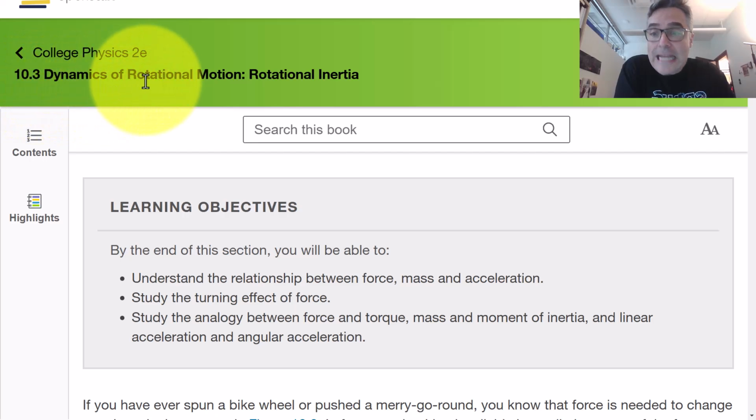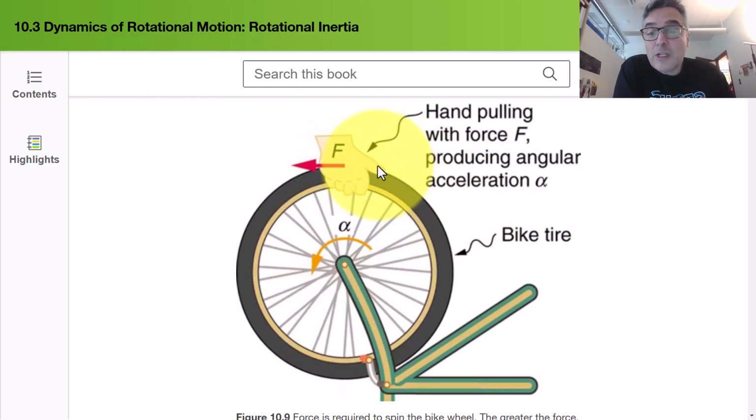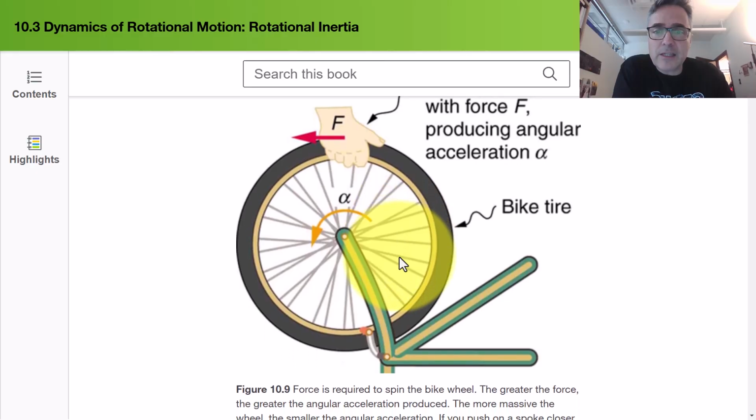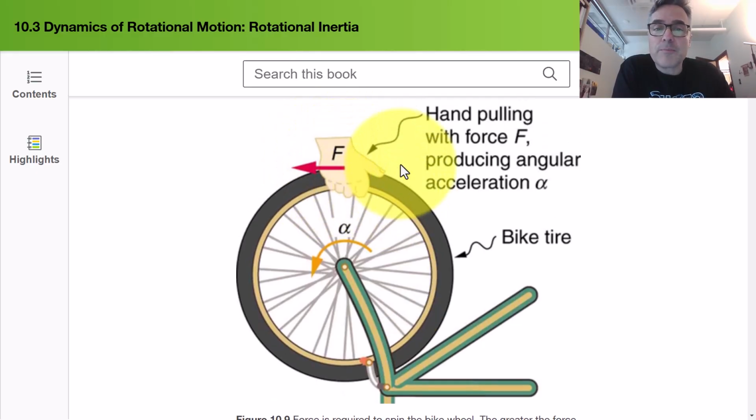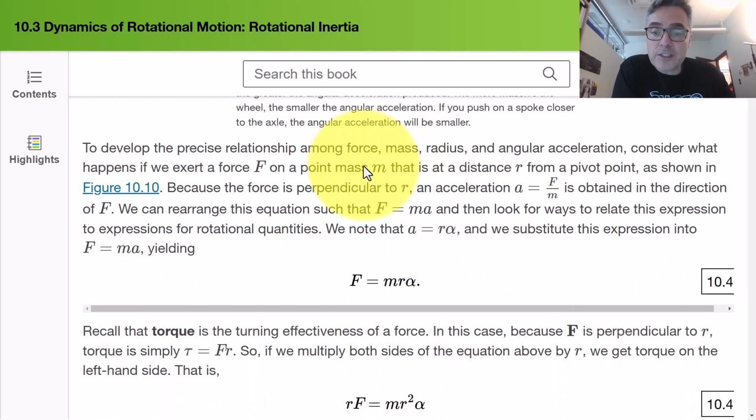Section 10.3, dynamics of rotational motion and rotational inertia. The idea here is that we're no longer looking at static equilibrium where there are torques that balance each other. Now we have actual rotation. So if we have a wheel that has some angular acceleration, it's because you're applying a force. The greater the force, the greater the angular acceleration, which makes sense. But also, if you push on a spoke closer to the axle, the angular acceleration will be smaller. So there are a couple of things going on here.